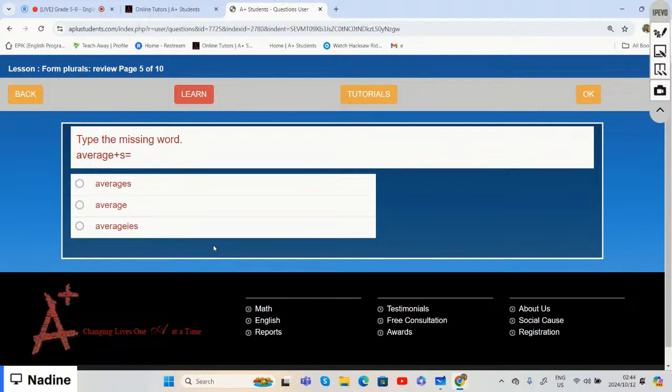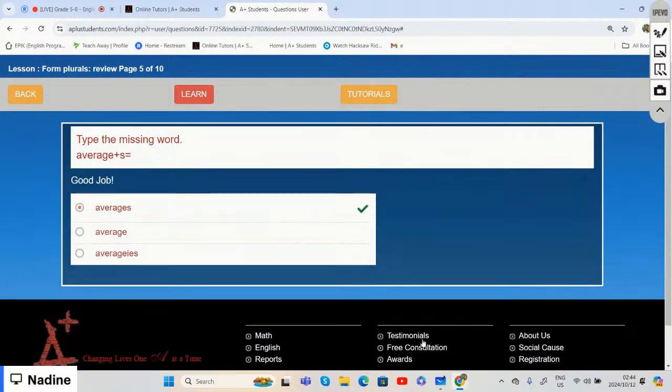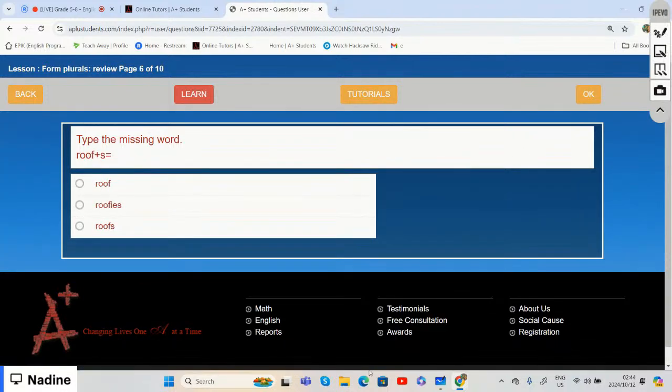All right. And then lastly, average. This is the last one, average. The plural of average is averages, which is option one. So well done.